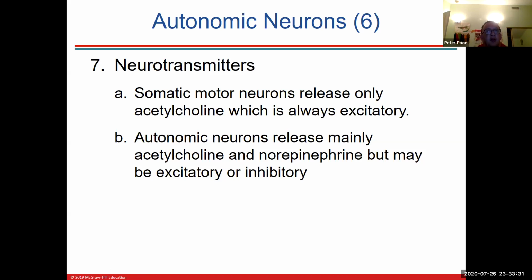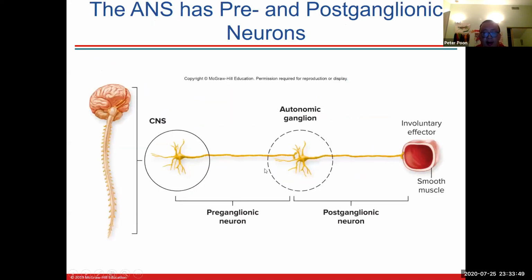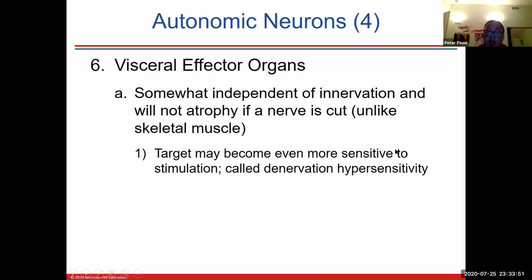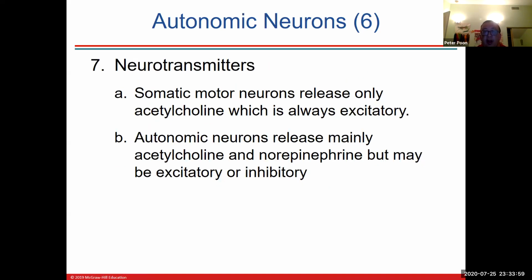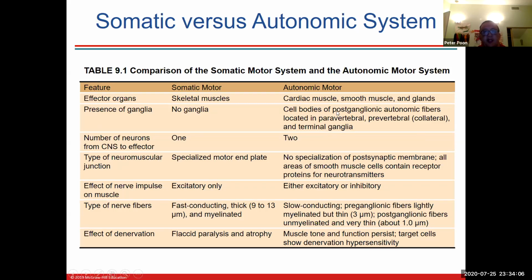So neurotransmitters are different between the two. The somatic nervous system always releases acetylcholine, which is always stimulatory. The autonomic neurons release mainly acetylcholine at the ganglion, but at the effector, it releases either acetylcholine or norepinephrine. It might be excitatory or inhibitory, and we'll get into that in a little bit. So here are the differences.